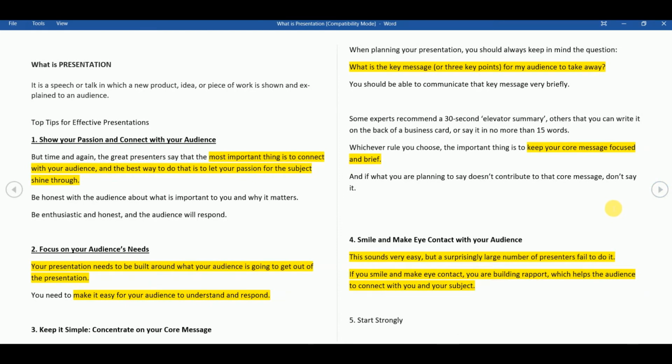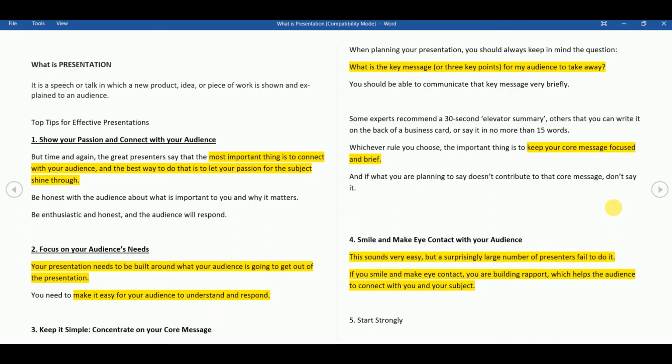So what is presentation? It is a speech or a talk in which a new product, idea, or a piece of work is shown, explained to an audience. Now, there are 10 ways which I've suggested here in which you can go through in order to be able to give an effective presentation.